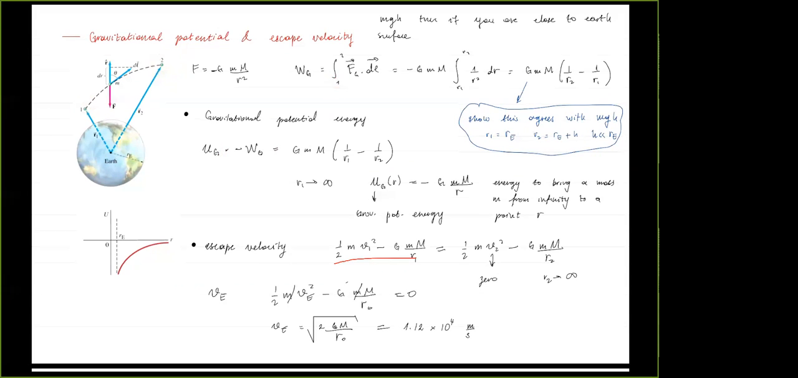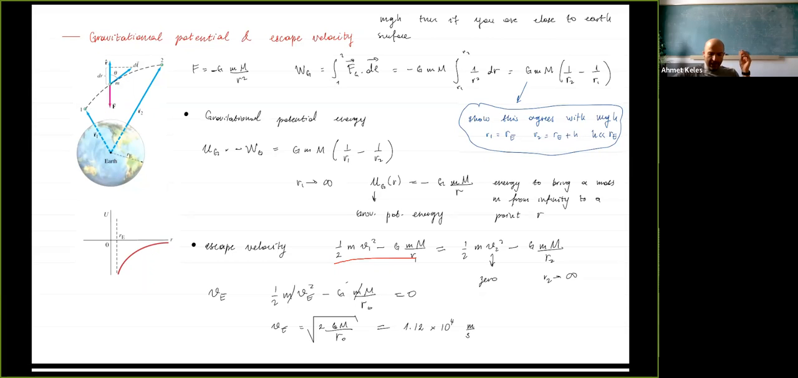Yes, I understand. Thanks. Yeah, so it is a little bit confusing, but if you remind yourself, what is the work I should do on an object to bring it from infinity to this point? Also, what is the work done on the object by the gravity? These are two different things, right?